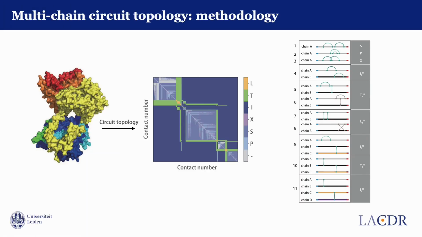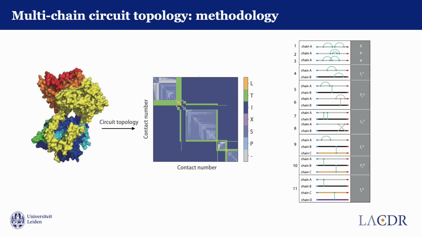Both the circuit topology framework itself and the respective software were extended to include more types of contact relations concerning two or more chains. These new relations can be categorized into looping contact relations, tandem, and independent relations.